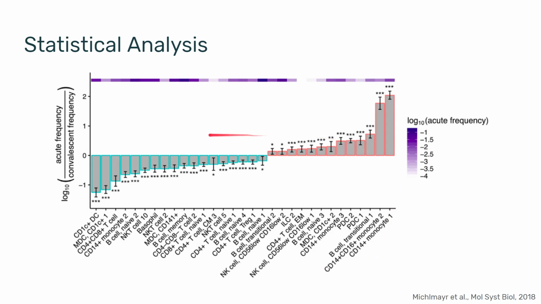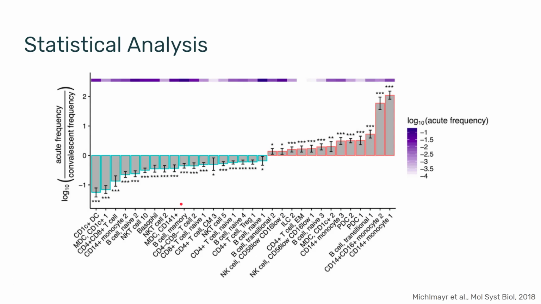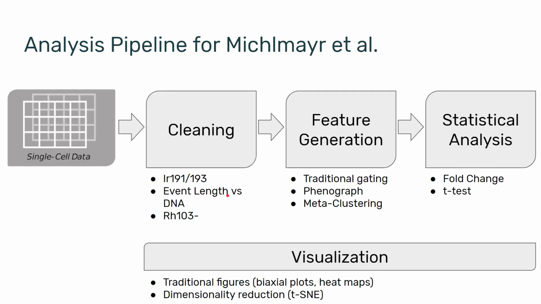And on the other side of the spectrum, you can see different MDCs, you can see another population of classical monocytes, and you can see quite a lot of lymphocytes. So there seems to be a transition here where the acute time point has a lot of innate immune cells, while the convalescent time point has a lot of adaptive immune cells. So we started from single cell data, and we ended up with something that has a lot of context and meaning.